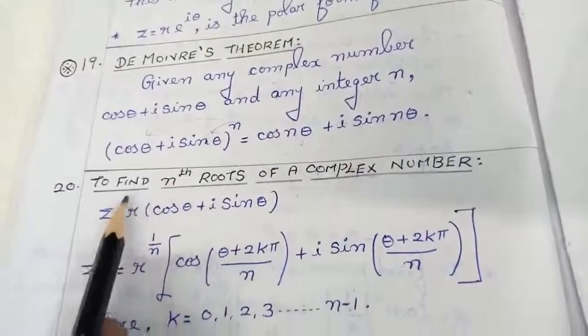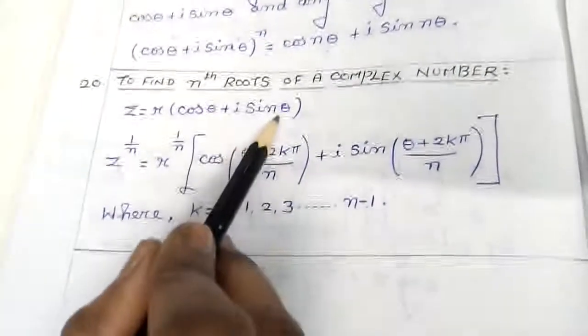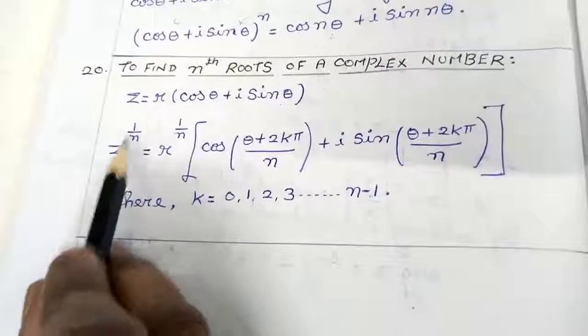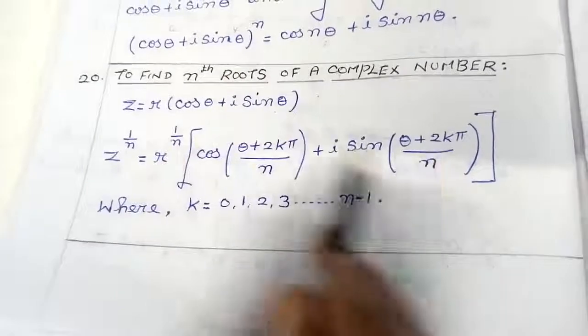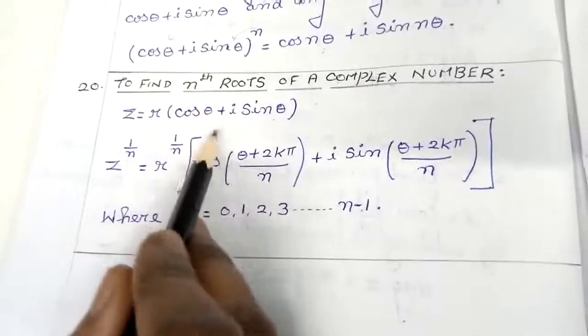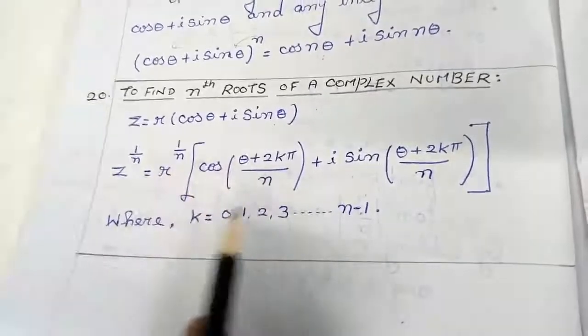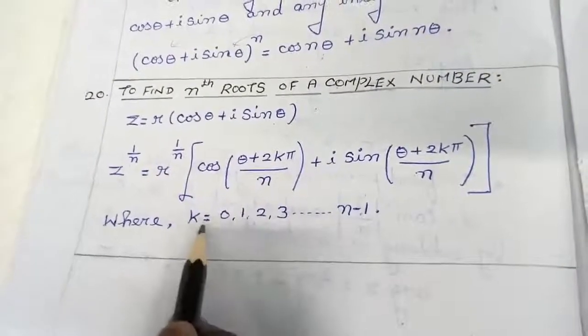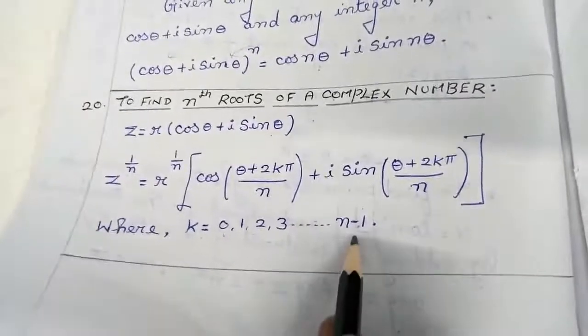The next one is to find the nth root of a complex number. Suppose we are given a value like this, z to the power 1 by n, you will be calculating 1 by n on this side, that is (1 by n) as the power, and this is the idea, I am just giving you the outline. For n roots, we will be giving the values for k starting from 0 to n minus 1.